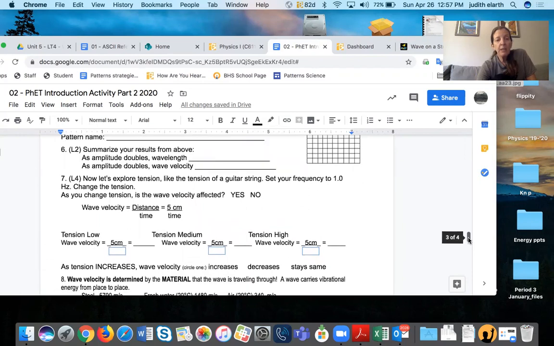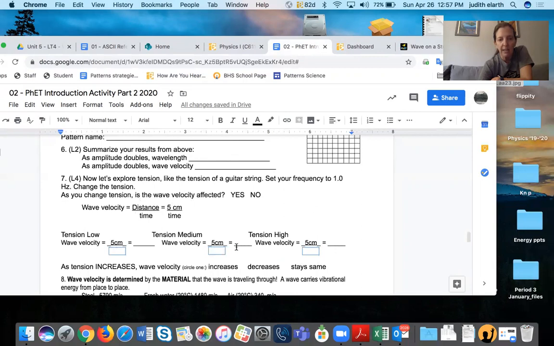The last one on here, I believe, is tension. For tension, that's the other thing at the bottom of the screen. You're going to set the frequency to 1 hertz. You're going to change tension. As you change tension, is the wave speed affected? Yes or no? Wave speed is still distance divided by time. So low tension, here's where you'll put the time it took. Medium, the time it took. High tension, the time it took.